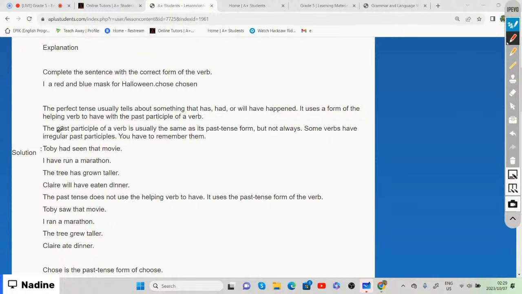So the past participle of a verb is usually the same as the past tense form of the verb. But it's not always, right? Usually, but not always. Because some verbs have irregular past participles. And when it comes to irregular past participles, it's just something that you're going to have to remember, because there are no rules that you can follow. So you're just going to have to remember it.